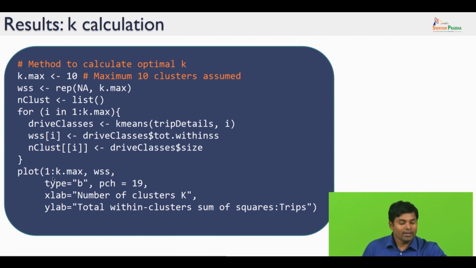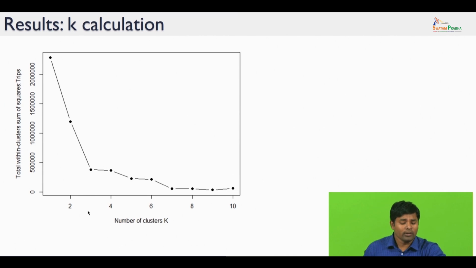Now you can plot that with the number of clusters on the x axis and the within sum of squares value on the y axis. Type equal to b represents that both line and points have to be there, and pch equal to 19 specifies the symbol that has to be used along with the plot, and xlab and ylab have their normal meanings, which are x label and y label. Let us look at the plot.